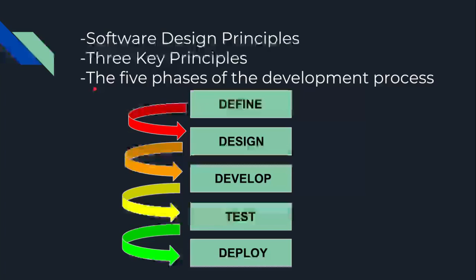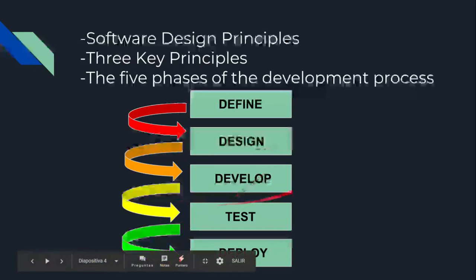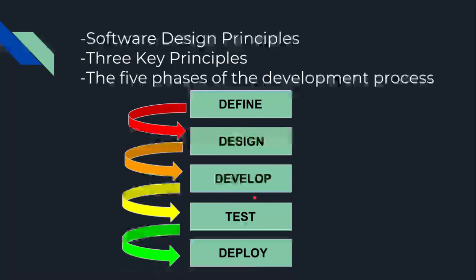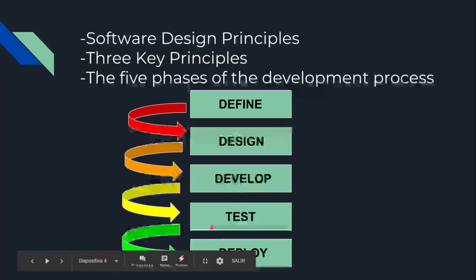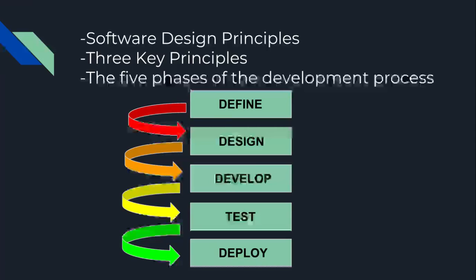Now let's talk about the 5 phases of the development process. First is define: define the problem, and then get the agreement with the client. User stories, I will talk about user stories a little later. Next is design: design a solution to the problem. Now develop, this is the third one: develop or construct the system. Now test the system, and the last one, but not less important, deploy the system to the user or the client.